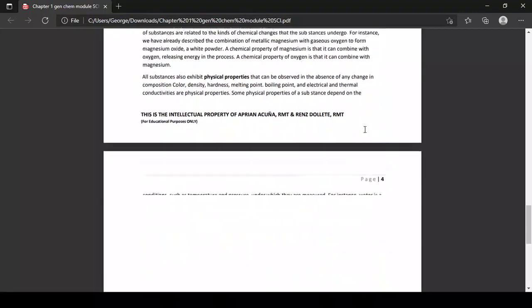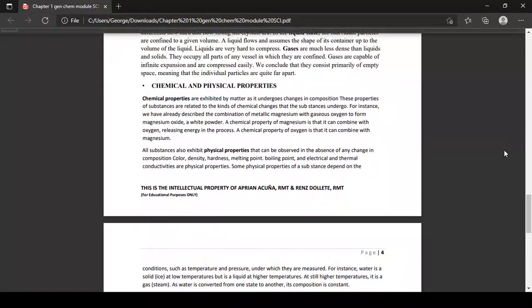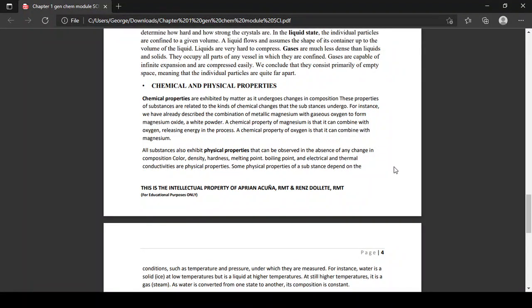And lastly, we have your chemical and physical properties, kids. Then mixtures, and we are done. Kids, chemical properties are exhibited by matter as it undergoes changes in composition. These are properties of substances related to the kinds of chemical changes that the substances undergo. For instance, we have already described the combination of metallic magnesium with gaseous oxygen, forming magnesium oxide, the white powder from earlier. A chemical property of magnesium is that it can combine with oxygen, releasing energy in the process. A chemical property of oxygen is that it can combine with magnesium. That is a chemical property, kids.